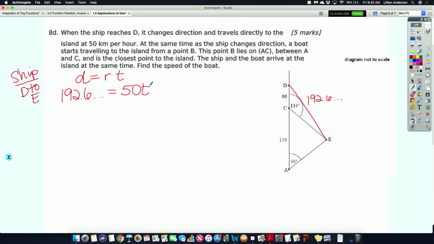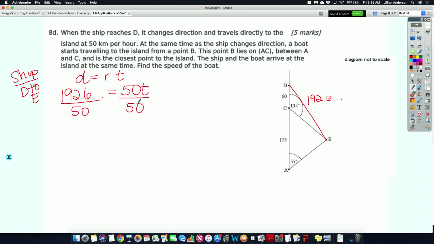So to solve for t, what would we do? Divide 50 by both sides. Now you still should have 192.6 in your calculator, so you can scroll up and then divide that number by 50 and get how long it took the ship to go from D to E.